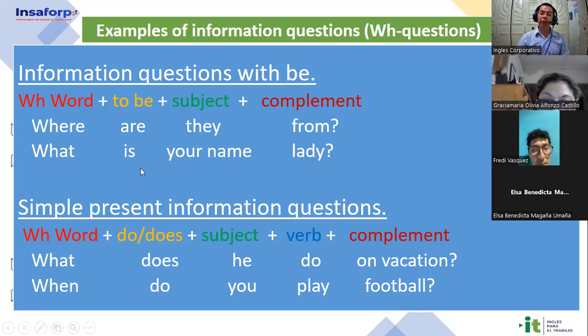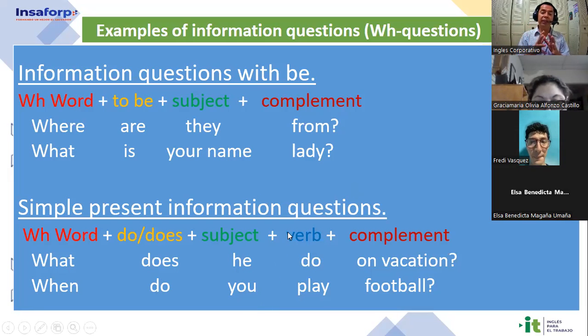Remember, there is a difference between verb to be and simple present. Last class, we were practicing the yes, no question, right? We say, are you from El Salvador? And you say, yes, I am. Do you live in El Salvador? Yes, I do. It depends on the auxiliary. Are, I am, right? Do, yes, I do, or no, I don't, right? Okay.